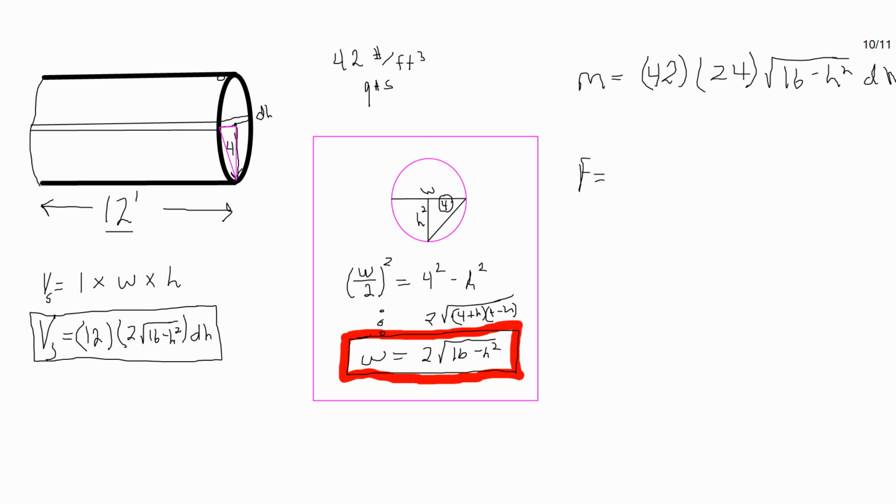So 42 times 24. Well, 42 times 20 is 840. 840 plus 168 is 1008. Somebody check my math. So we have 1008 times the square root of 16 minus h squared, times 8 minus h. Let's see, it is 8 feet tall, right? times 8 minus h dh. And now you can set up your integral, which will be from 0 to 8.